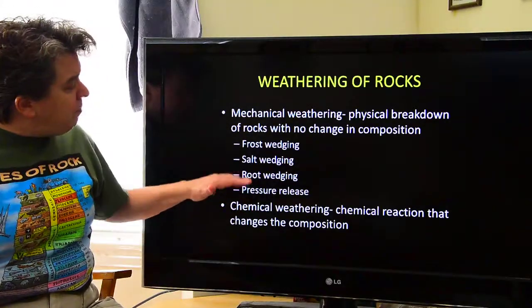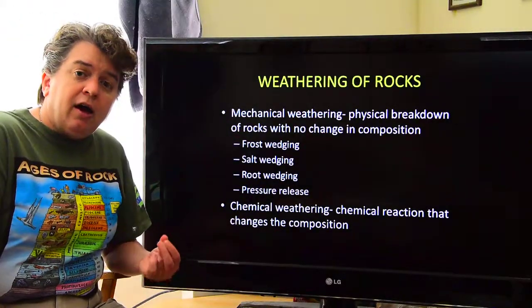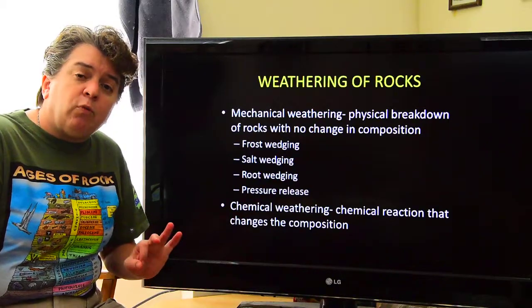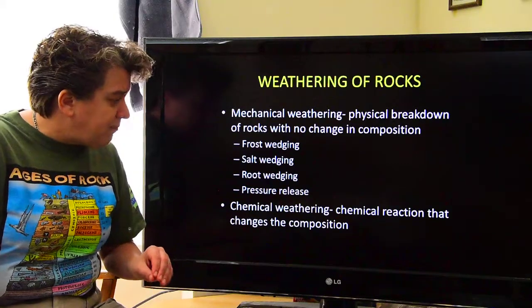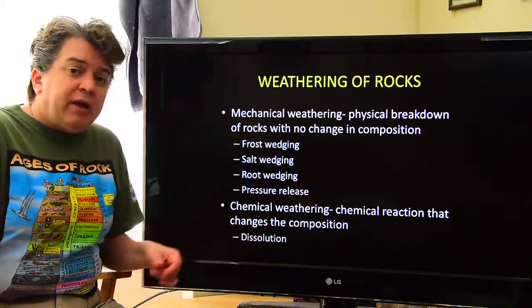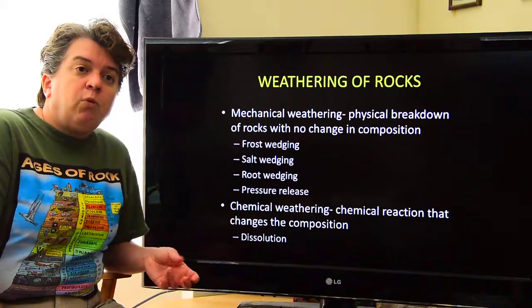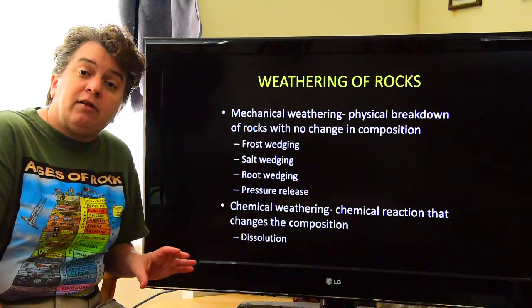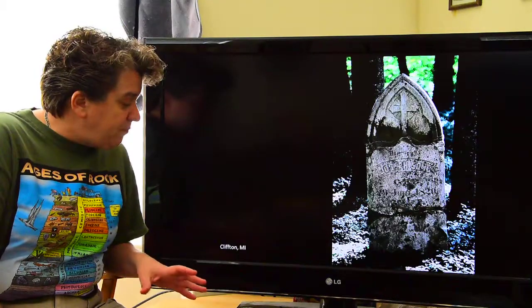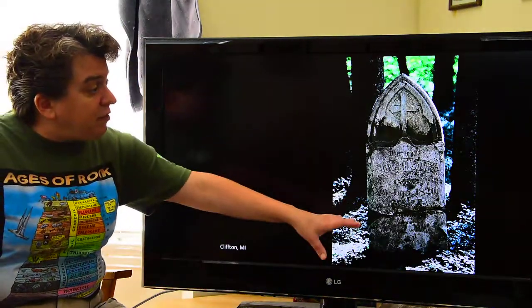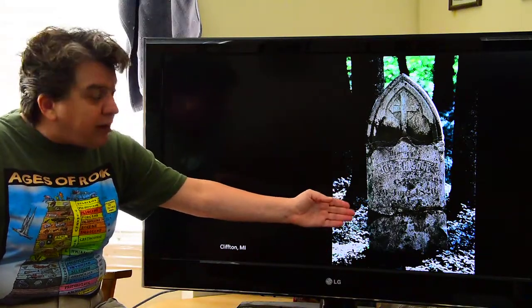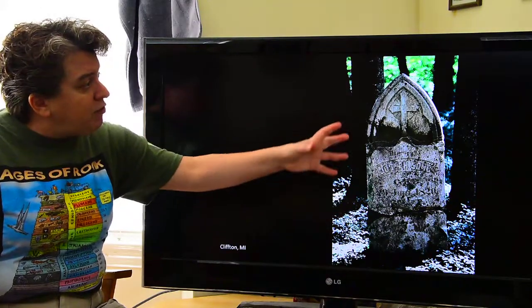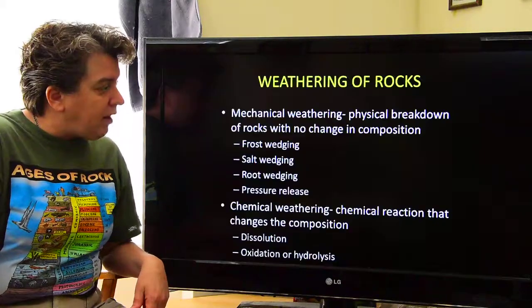Now those are some of the basic types of mechanical weathering. I said we can also have chemical weathering, where the actual chemical composition of the rock is changed. And this could be in the form of dissolution, where minerals are completely dissolved in water and washed away. You see that in things like limestone, in this headstone, which is made from limestone. It's hard to read because much of the rock has already been dissolved away by rain hitting that.